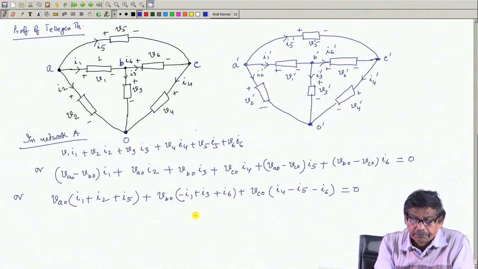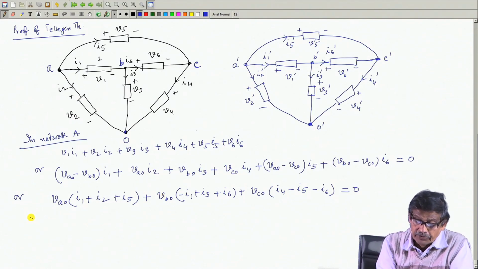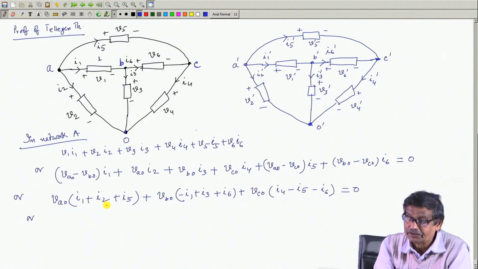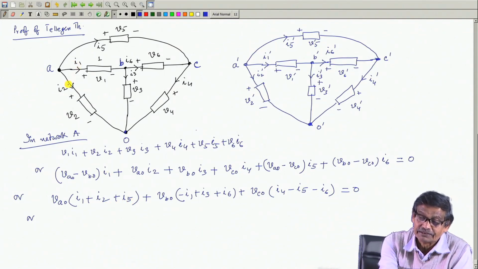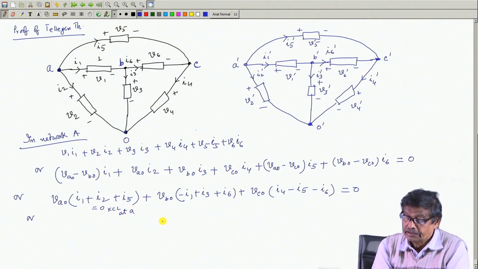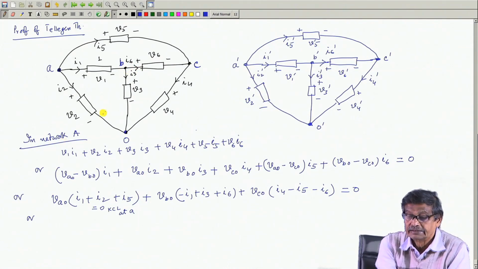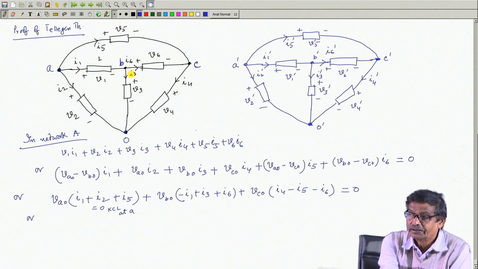You see, I have calculated the power across each element and expressed the same quantity in terms of node voltages and sum of the currents. Now, I 1 plus I 2 plus I 5 at junction A must be 0. This is KCL at A. Similarly, I 3 plus I 6 at node B is equal to minus I 1.